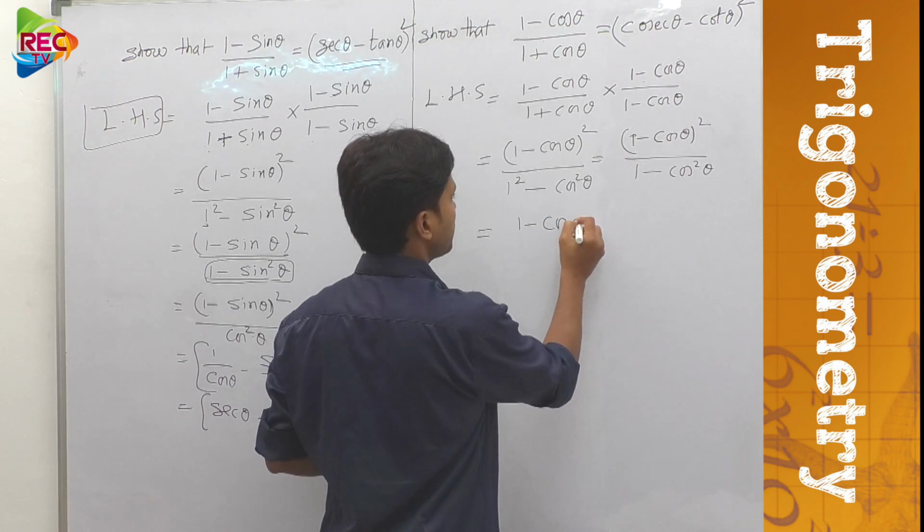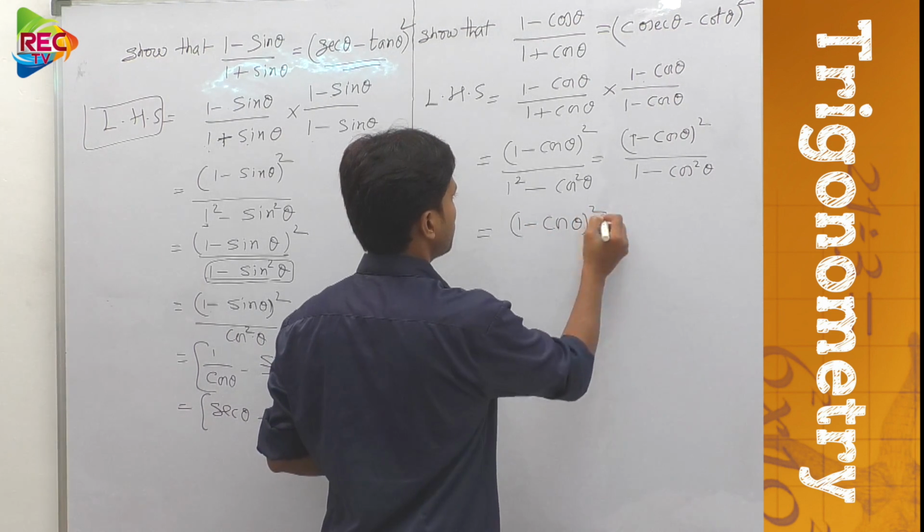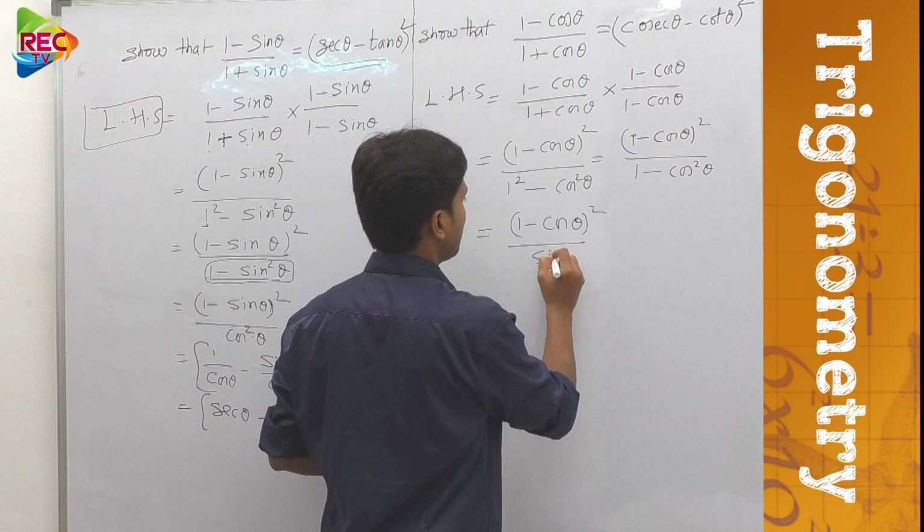(1 minus cos theta) whole square by sin square theta.